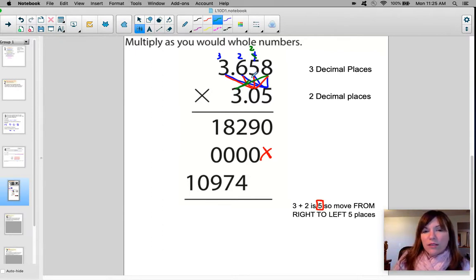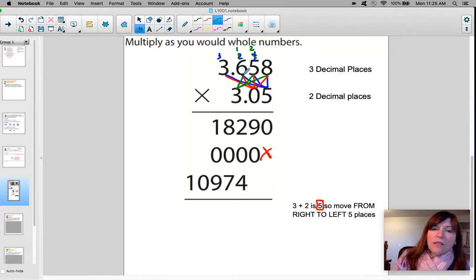Moving on, 3 times 5 is 15, so I have to carry the 1. This 2 is old. And 3 times 5 is 15, but I have to add that 2, so that's why you have a 7 down here, 17. Sorry about that.